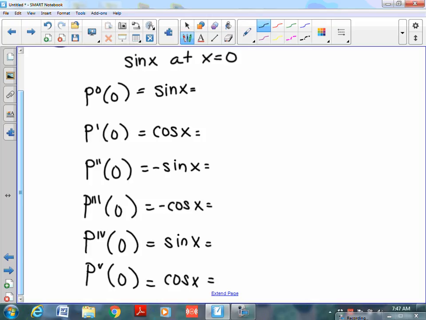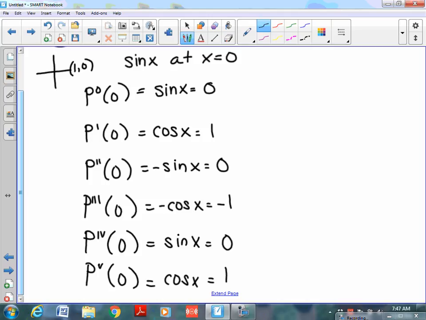Okay, what are you going to do? You're going to put zero in for all of these. And what I need to do is probably draw a picture at zero, because this is probably a non-calculator. What is the sine at zero? It's zero. What's the cosine at zero? One. This one's zero again. This one's a negative one. This one's sine at zero is zero. And the cosine is one again. So it goes 0, 1, 0, negative 1, 0, 1.